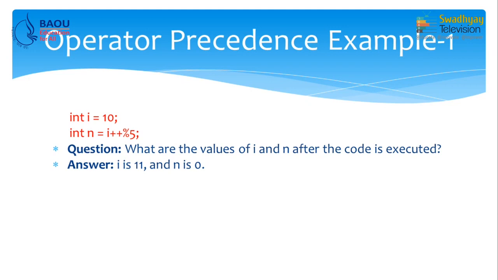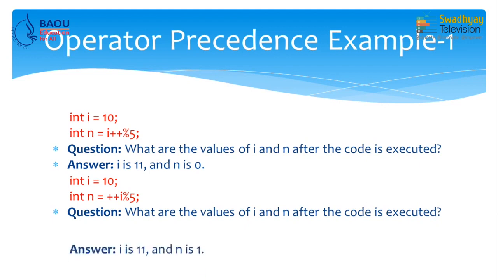Now, we use the prefix increment operator. So, i is again 10, but this time we have used the prefix increment operator. So, the value of i will become 11 and be immediately used in the expression. So, 11 modulo 5 will give a remainder of 1. So, we can say i is 11 and n is 1. I hope you understand this example.